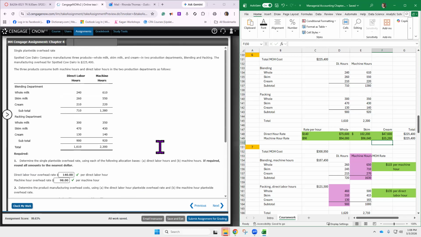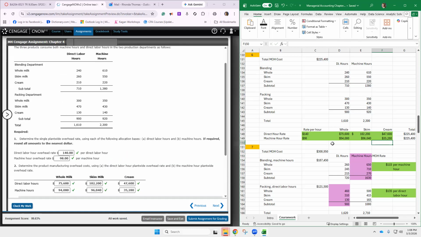Okay, so this is using the single plant-wide overhead rate but using two different hours, right? So you say, well, which is better? Well, it depends on which line you work for. If you work for the cream department, you want as little cost as possible, right? So the cream department, you don't really care which one they use because you're getting the lower anyway. Guess what? It all has to add up to that amount that we started with.